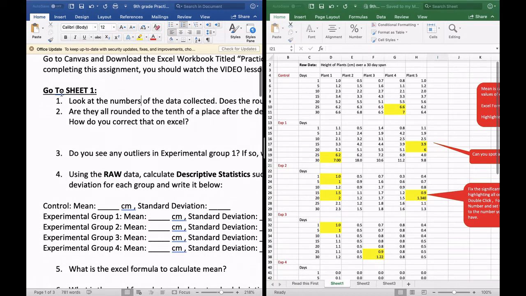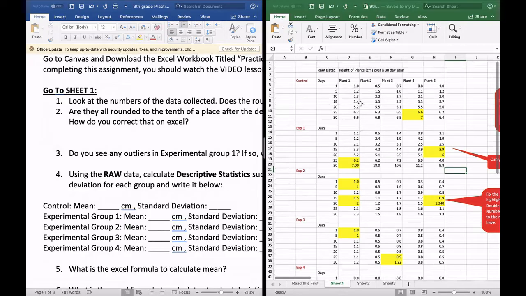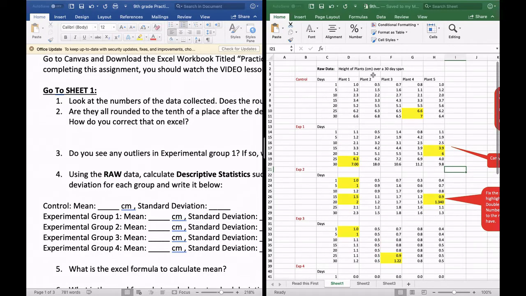So number one, it says to go to sheet 1, and remember that on Excel you can open different sheets with this plus tab, and every sheet is given a different number. So sheet 1 is open here, and sheet 1 is showing you raw data for height of plants in centimeters over a 30-day span. This data is mock data that we can use to help you analyze it.